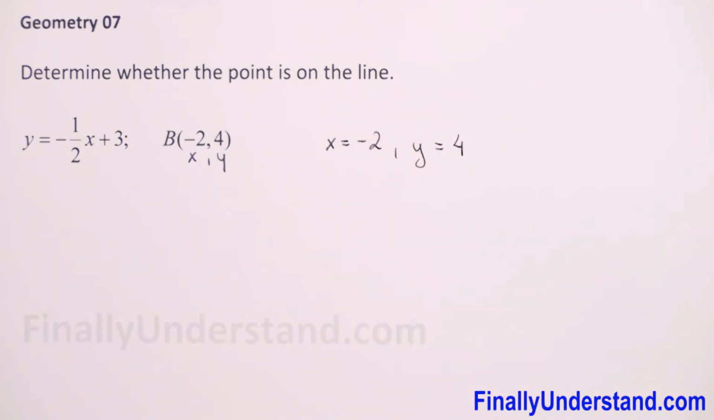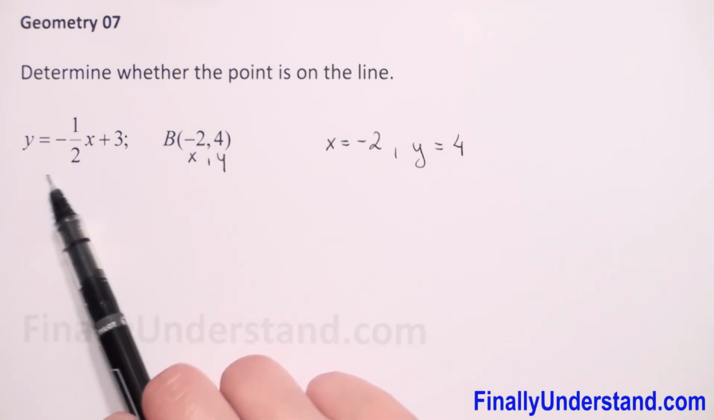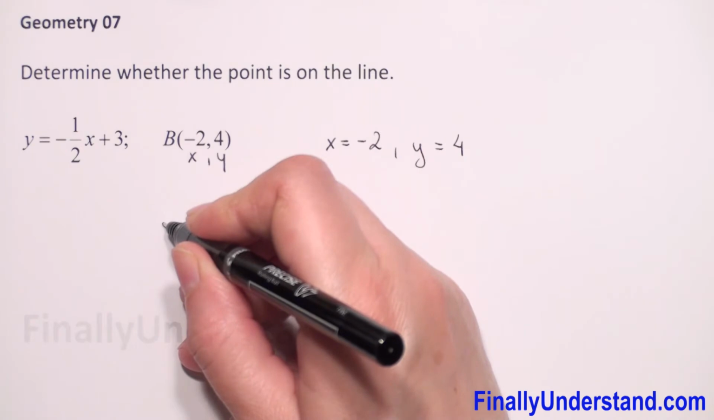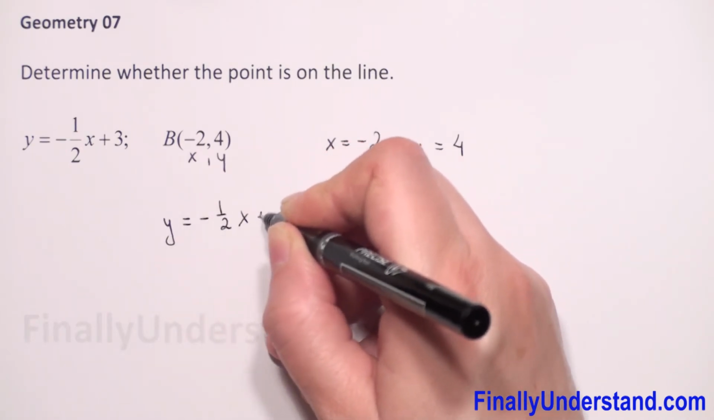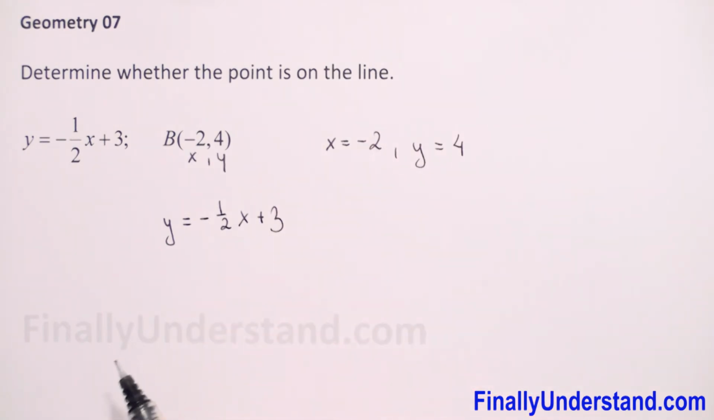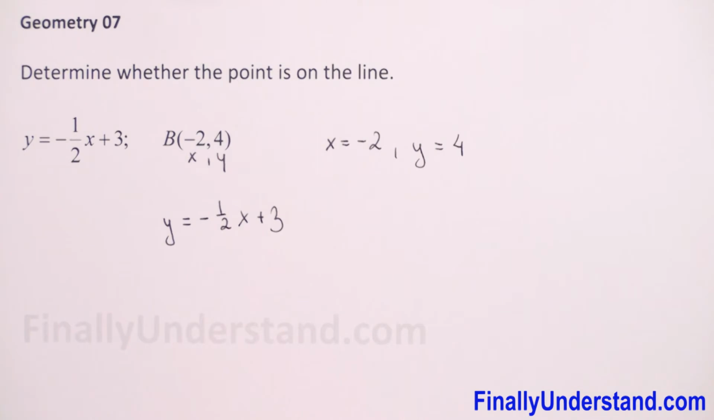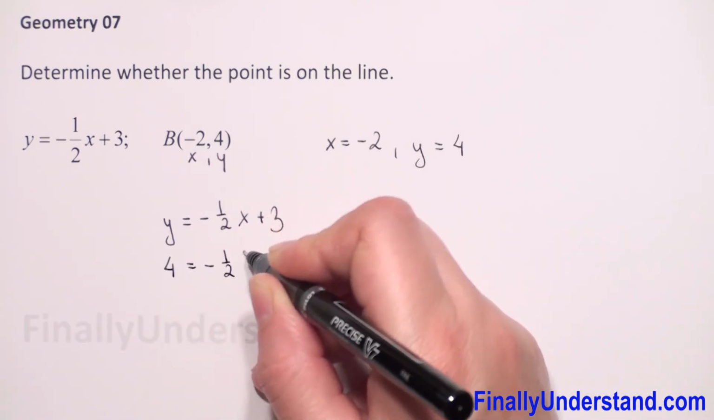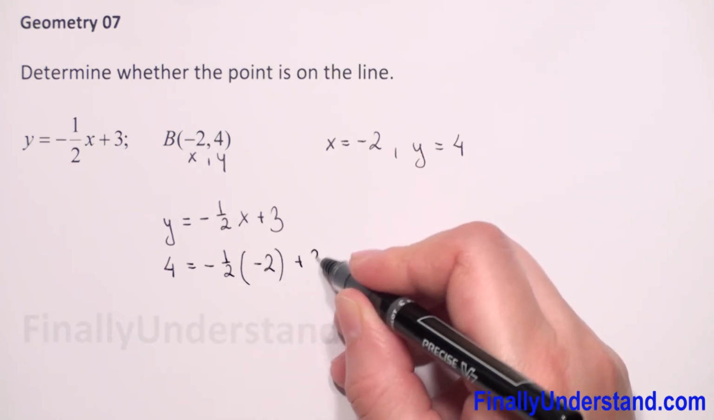Now we use the substitution method to check if this point is on this line. So we have to copy the equation of our line: y is equal to -1/2 x plus 3. Next we will substitute x by -2 and y by 4. So we have 4 is equal to -1/2 times -2, which we put in parentheses, plus 3.